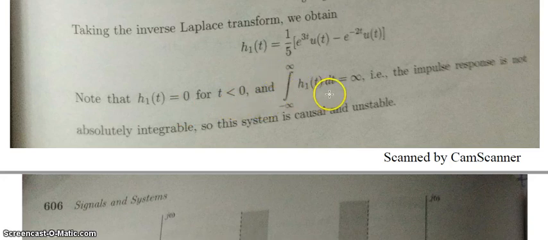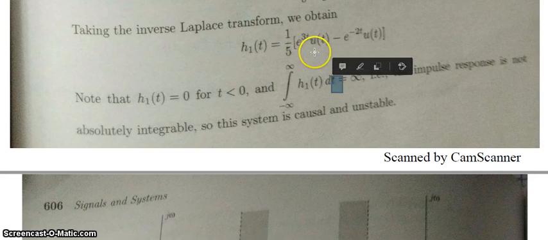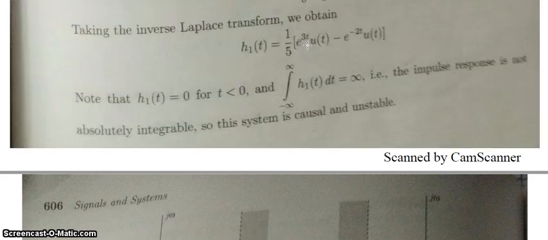the integral from minus infinity to infinity of h1(t) dt is infinity, because here we have the term e^(3t) u(t), which is a growing exponential. The second term is a decaying exponential, but the first term is a growing exponential. Therefore on integration we get infinity. Therefore the impulse response is not absolutely integrable. Therefore we can say the given system is causal and unstable.